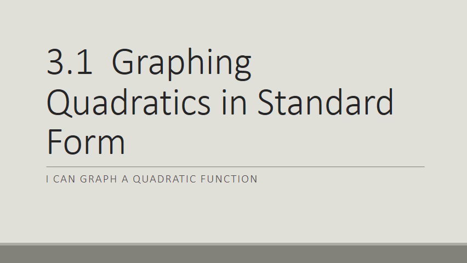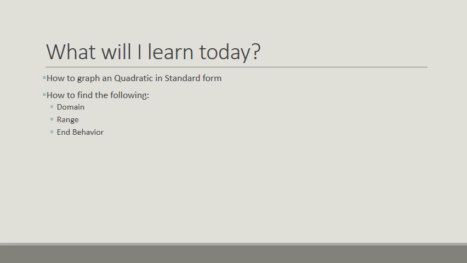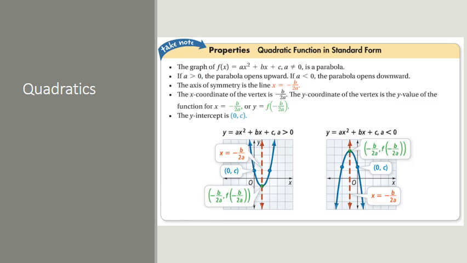Today we're going to review from Algebra 1, graphing quadratics in standard form. We're going to take a look at how we're going to graph a quadratic. We're going to find the domain, the range, and then we're going to start really looking at what end behavior is. So we briefly touched on this last year in Algebra 1.